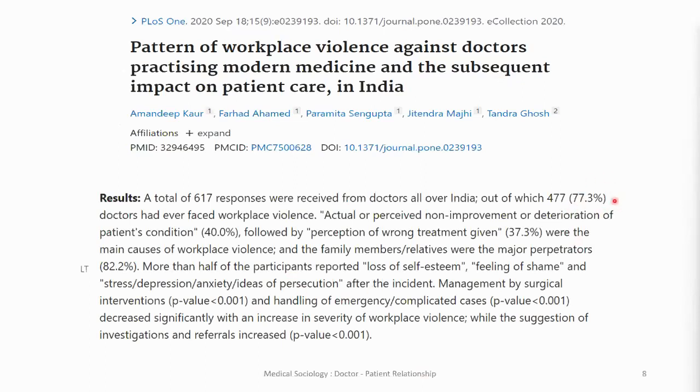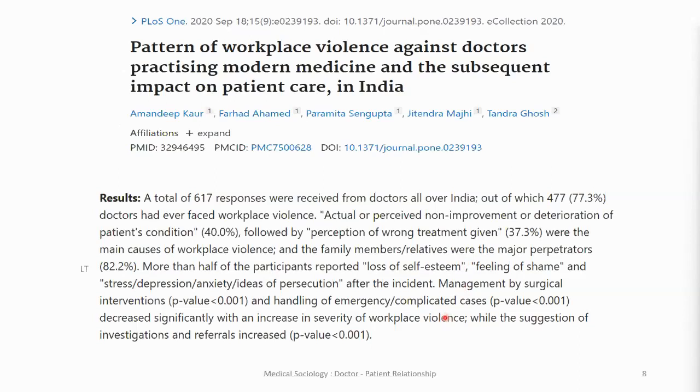77.3% of doctors have faced workplace violence. Out of this, 40% are due to actual or perceived non-improvement or deterioration of patient condition, and another 37% is due to perception of wrong treatment being given. So, all this is resulting in the loss of self-esteem of the treating doctor, feeling of shame, stress, depression, and anxiety amongst doctors. So what are doctors going to do?